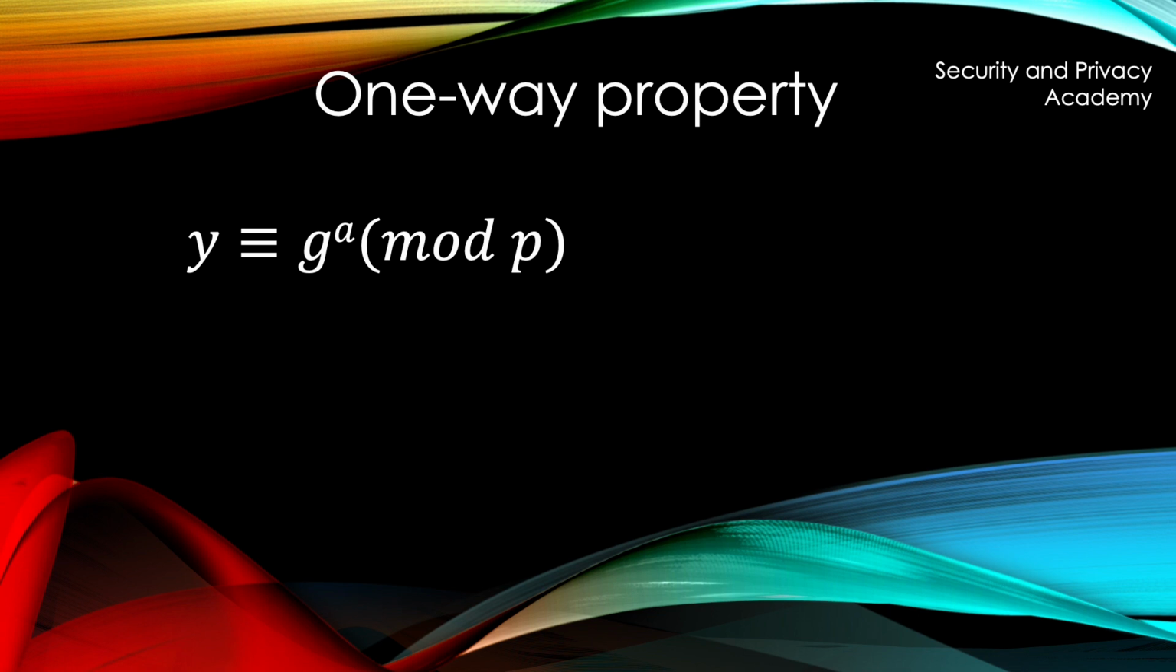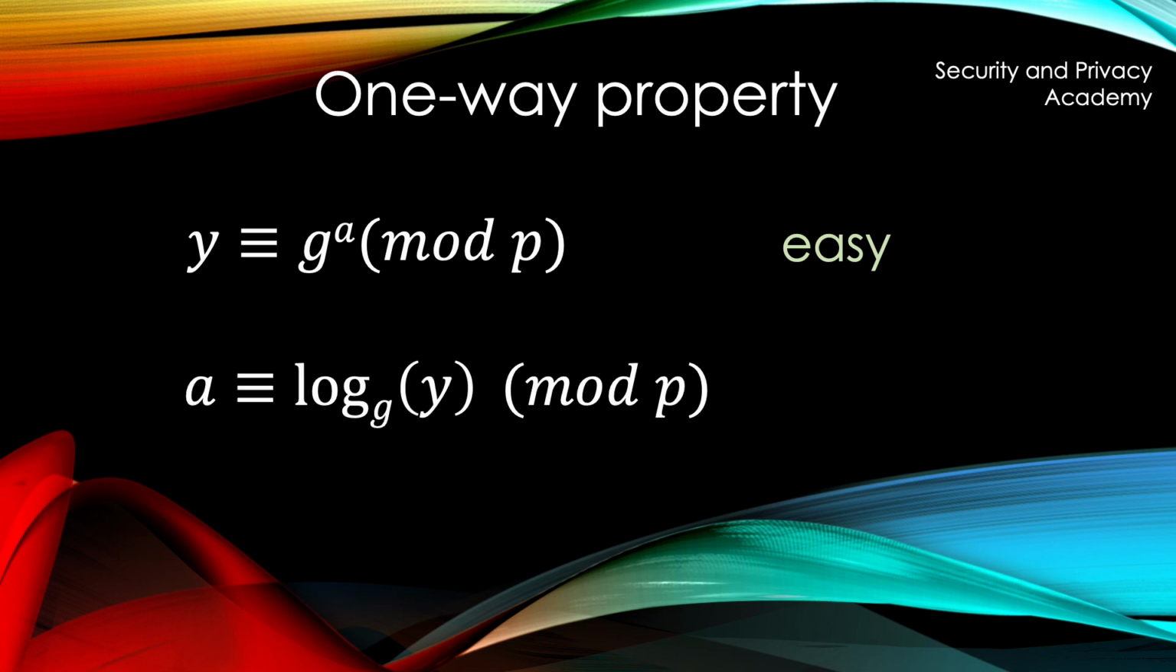Now, the discrete logarithm is the inverse of an exponential. If we have this equation, y equals g to the power of a mod p, this is very easy to calculate if you know all the variables. However, the inverse, which is a as the logarithm of y, the logarithm to the base g of y mod p, is very hard to calculate. In fact, it is basically impossible to calculate. The only way to do this is by guessing or trying until you find a solution, and this is what we'll see a bit later in the video.